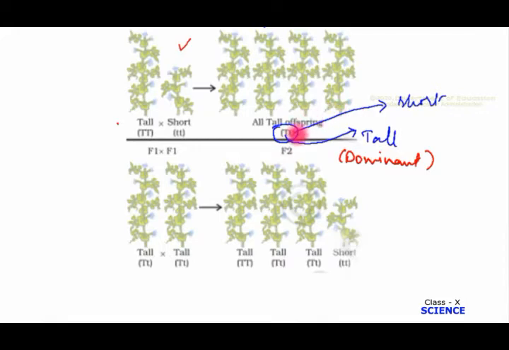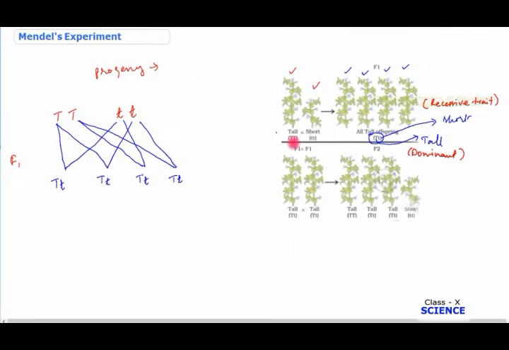So such a trait which is not expressed in the offspring, we call it a recessive trait. So dear students, you should know what the dominant and the recessive trait are. So when we take the dominant trait as capital T, then the recessive trait will be small t. So the dominant and the recessive traits are expressed by capital letters and small letters. Now this is how the first generation is created.